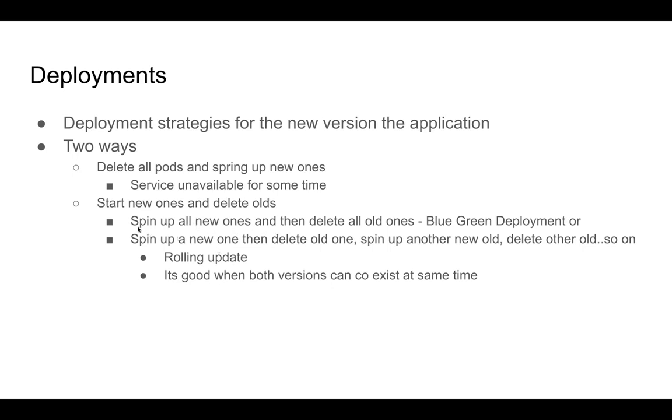So in blue-green deployment, you spin up all new pods or all new versions and then delete the old ones. In the rolling update, you do it one by one. So spin up a new version and delete an old one. Then spin up another new one, and then delete the other old one. So you can use rolling update when your newer version and the older version can coexist. Basically, your newer version is backward compatible.